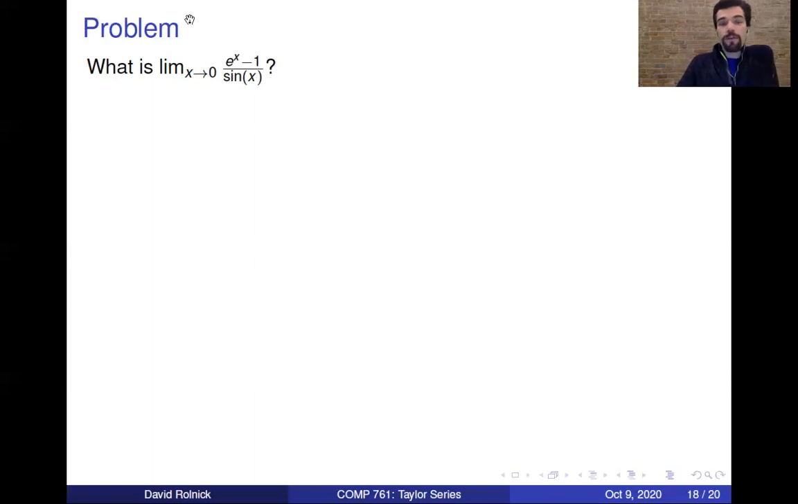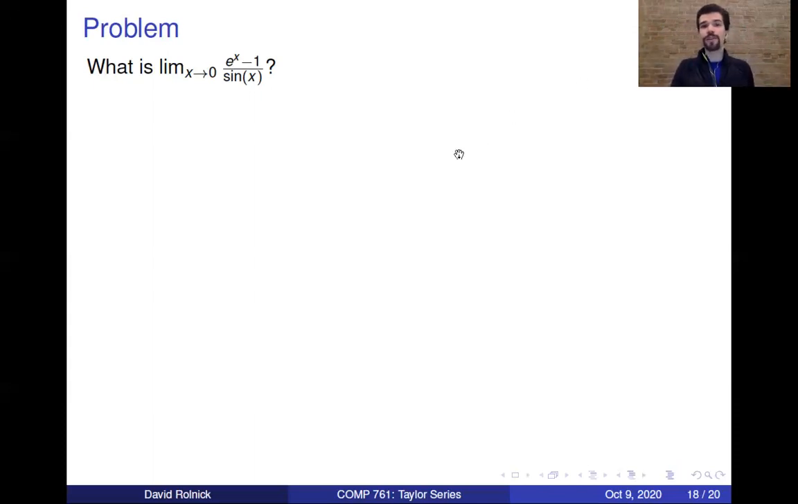So first thing when you see a limit is just try plugging in the number. What happens if you plug in the number? You get e to the 0 minus 1. That's 1 minus 1, so 0. And then in the denominator, you have sine of x, so that's 0. So you have 0 over 0. 0 over 0 could be anything again. So this limit is not clearly any particular thing, but like sine of x over x, it could be something cool. 0 over 0 could be anything from infinity to 0. Let's see what it is.